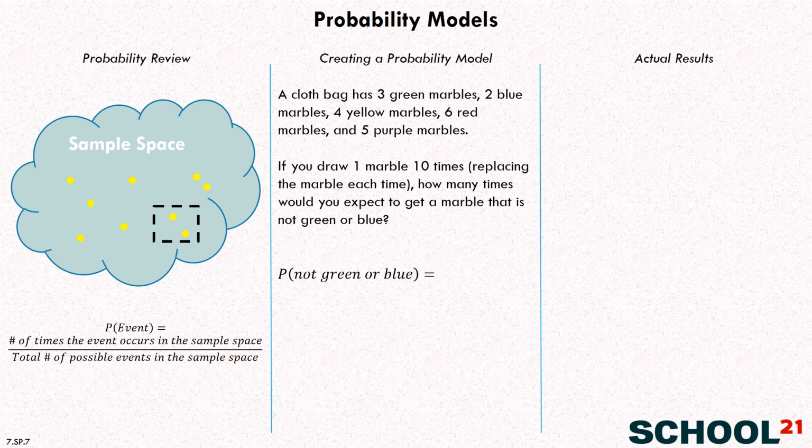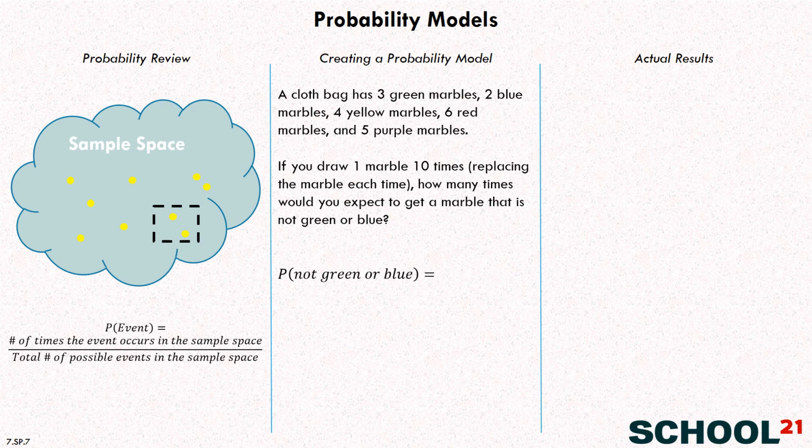Well, let's see. There's 3 times that it could be green, 2 times it could be blue, etc. So if we add all these numbers up, 3 plus 2 plus 4 plus 6 plus 5, let's see, 3 plus 2 is 5, plus 4 is 9, plus 6 is 15, plus 5 more is 20. So the total number of events in the sample space is 20.